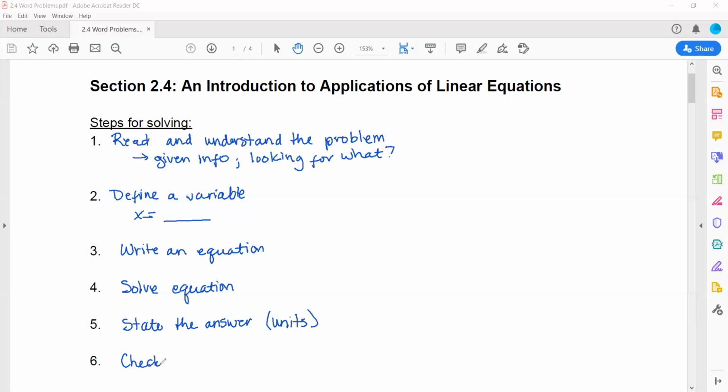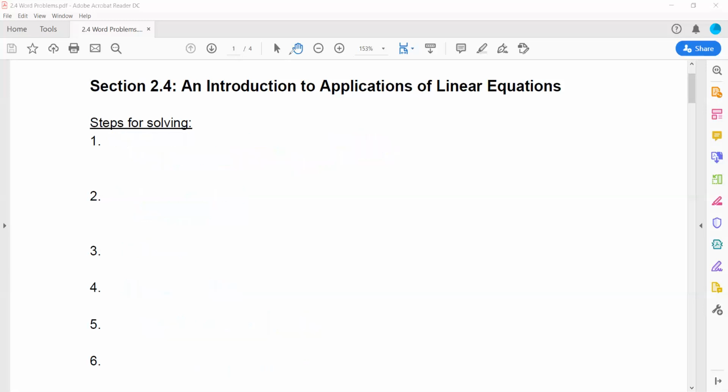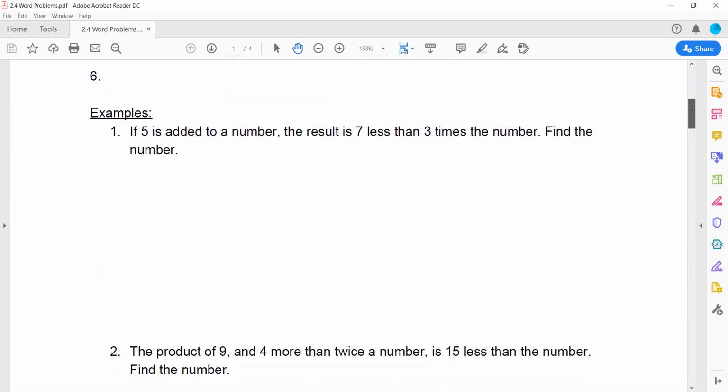And then you want to check your answer in the original problem, just to make sure that it makes sense. And so we'll see what that looks like when we start looking at some of these examples. All right, so on this program I'm using, I have to go ahead and clear all of these. So if you need a second to write them down, I'll just pause the video. And then let's go ahead and look at the first example.